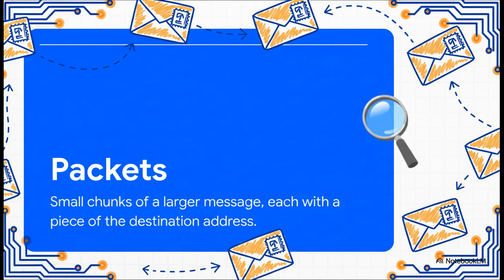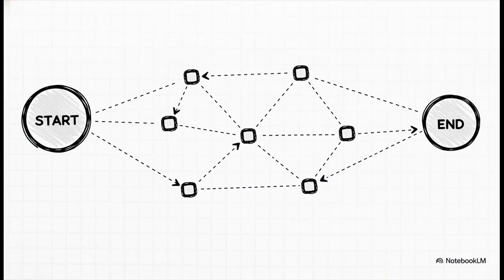A great way to think about them is like tiny digital envelopes. Each one has a little piece of your data inside, but crucially, it also has the destination address stamped right on it, telling the network exactly where it needs to go. Now, this is the really clever part. Each one of those packets is sent out into the network all on its own. They don't have to follow a single reserved path.